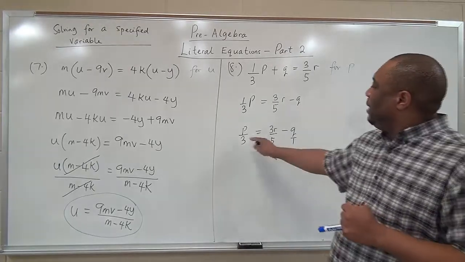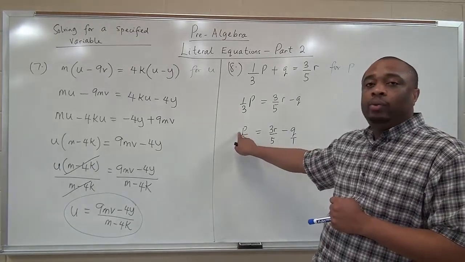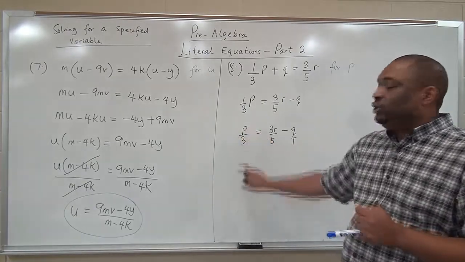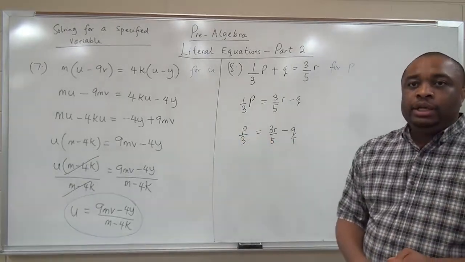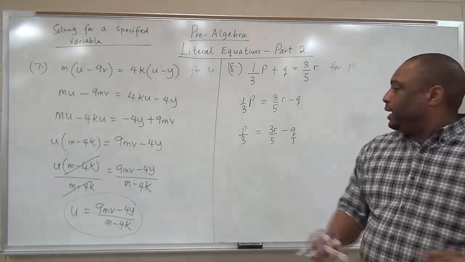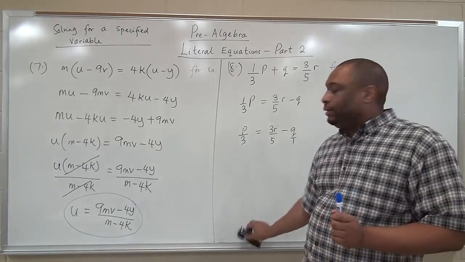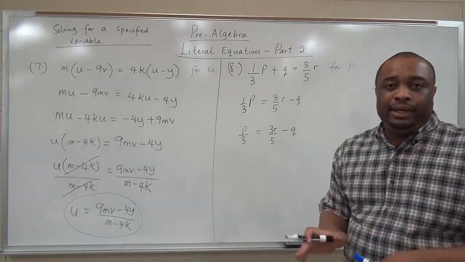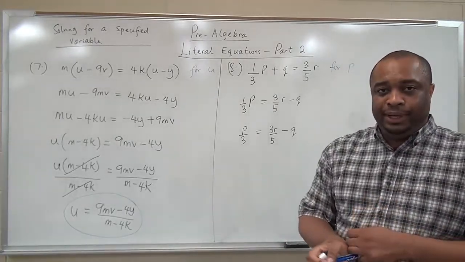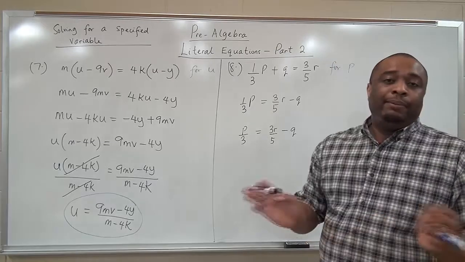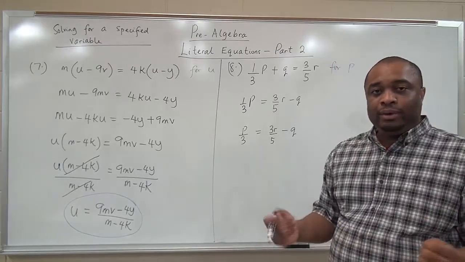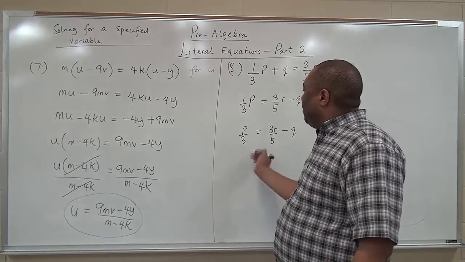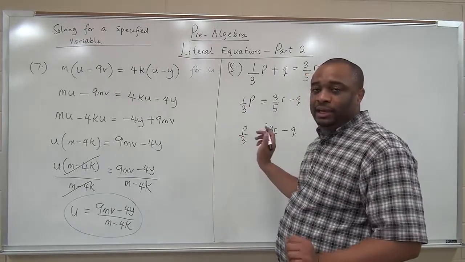Or we can just multiply everything by 3, because we're only interested in p. So let's try it both ways. It doesn't matter, but if we want a quick result, since we are just interested in isolating p, we just multiply everybody by 3, so that you can isolate p.